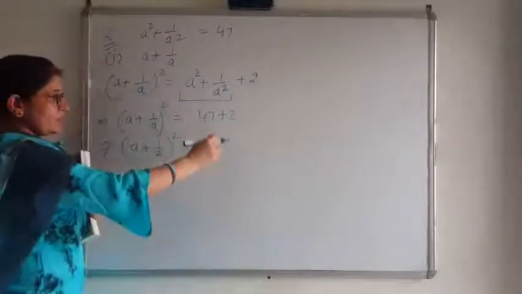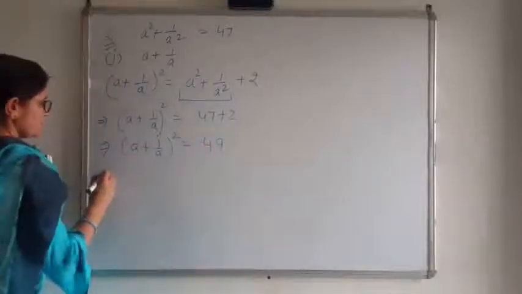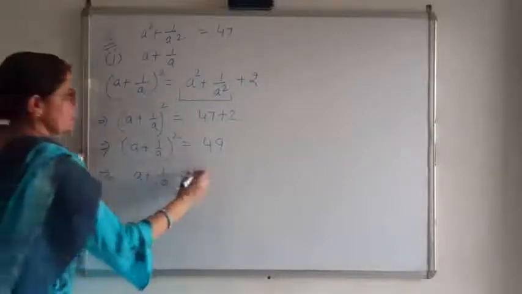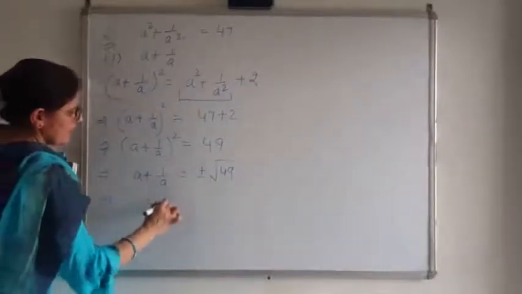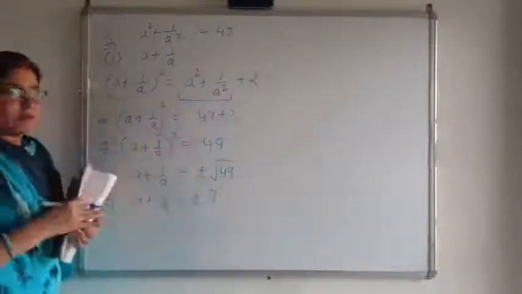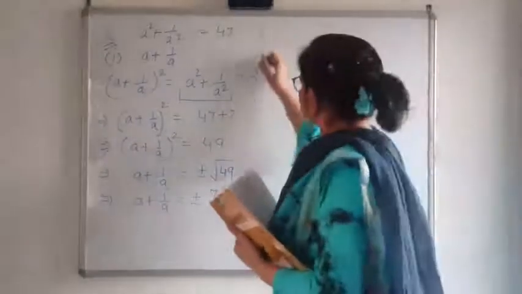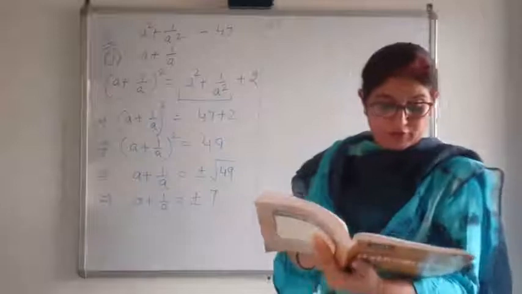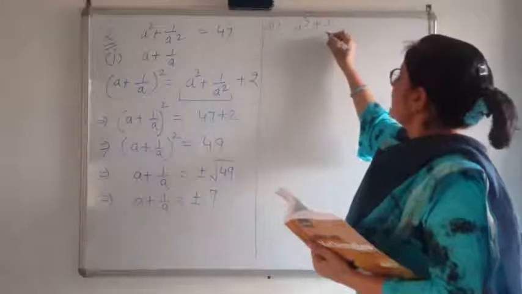So this square will go to the other side and convert into what? Yes, into square root. So the value of a plus 1 over a is equal to plus minus square root of 49, and now we get the value of a plus 1 over a as plus minus 7. In the second part, you have to find the value of a cube plus 1 upon a cube.